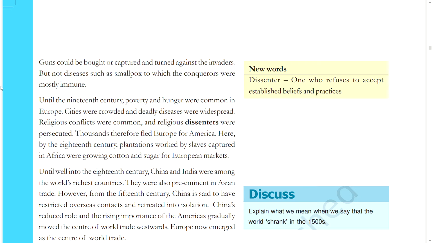Until the 19th century, poverty and hunger were common in Europe. Cities were crowded and deadly diseases were widespread. Religious conflicts were common and religious dissenters were persecuted. Thousands therefore fled Europe for America. Here by the 18th century, plantations worked by slaves captured in Africa were growing cotton and sugar for European markets.